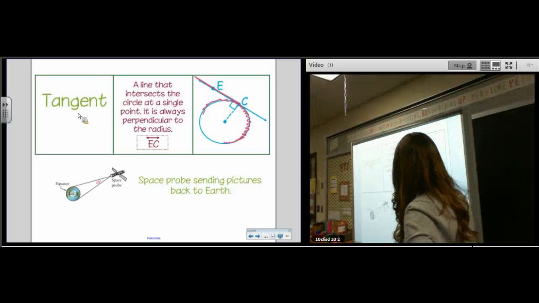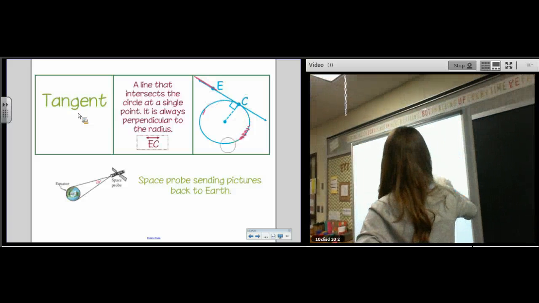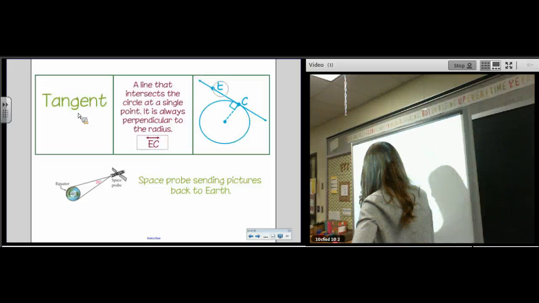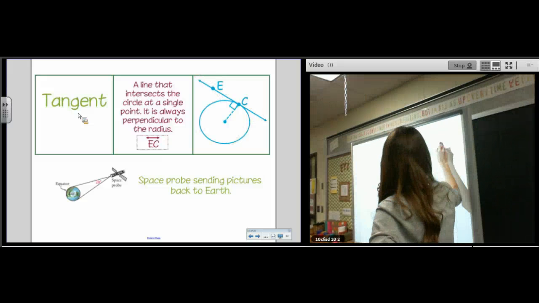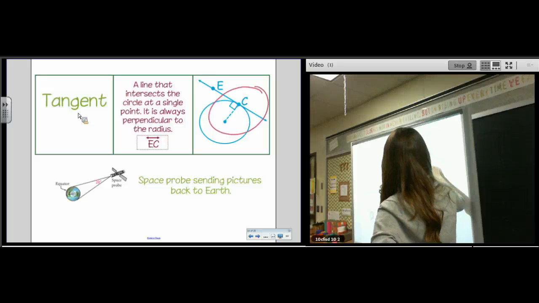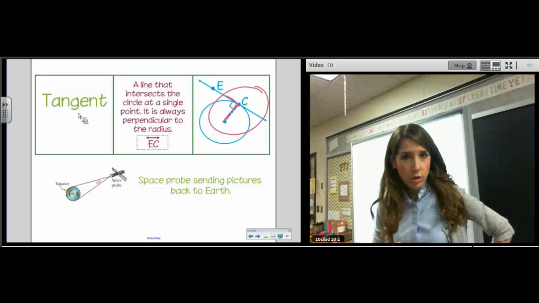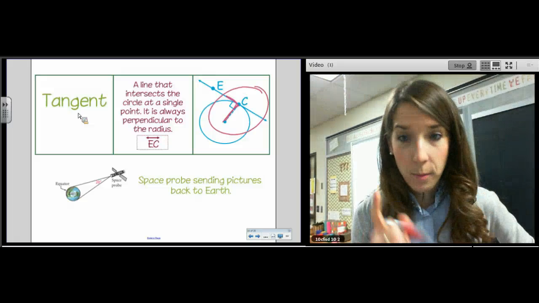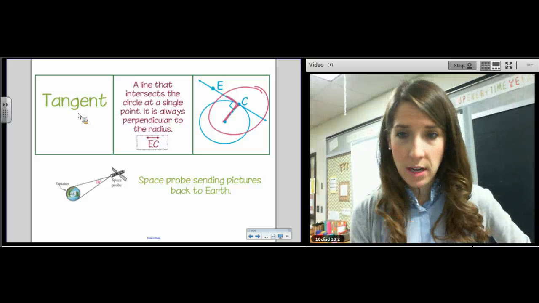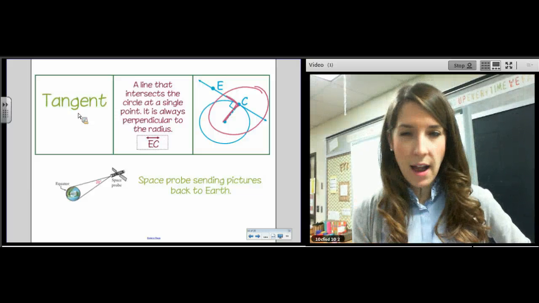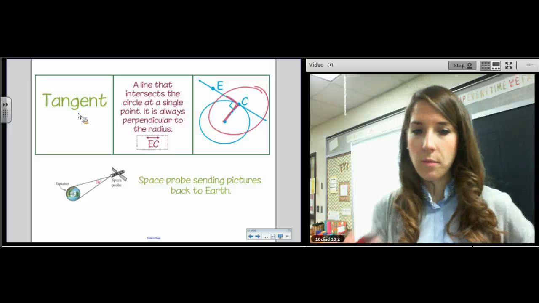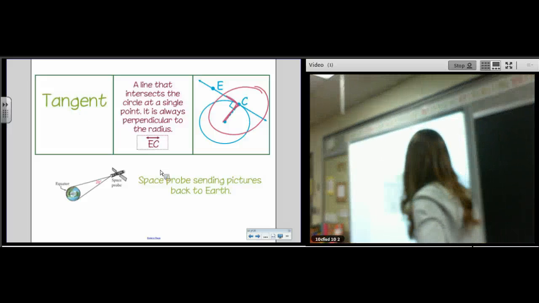Tangent. Now, a really important thing about a tangent, did you take a look at this picture? Were you looking at it closely? A really important thing about a tangent is that it's perpendicular to the radius. It's always perpendicular to the radius. So you're going to get a right angle there, and we will look more into that later.